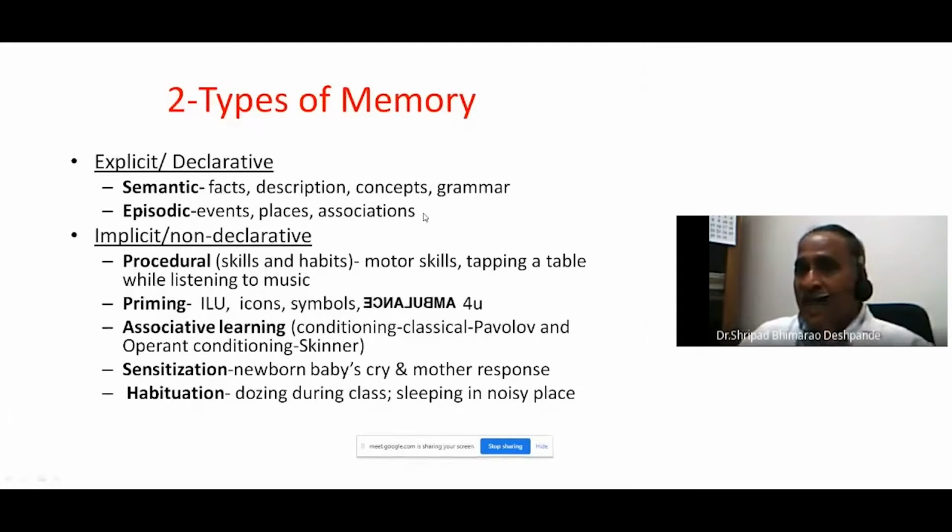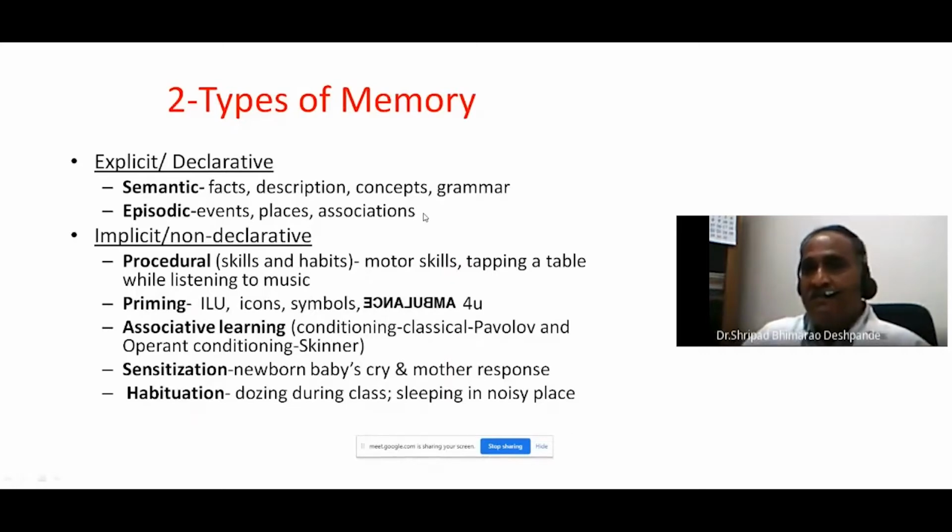Then the habits. I mentioned tapping a table while listening to music, because we are automatically associated with that. When you start listening to music or a particular event, you start tapping your legs. So we have certain habits developed along with each of them. That is the habits. I have just given two examples.